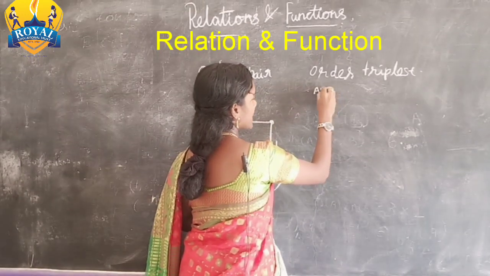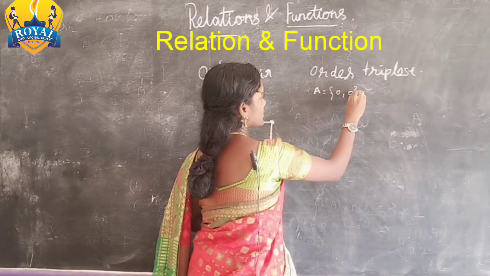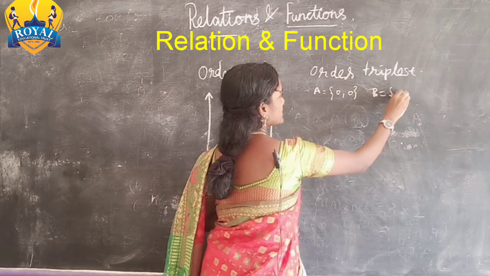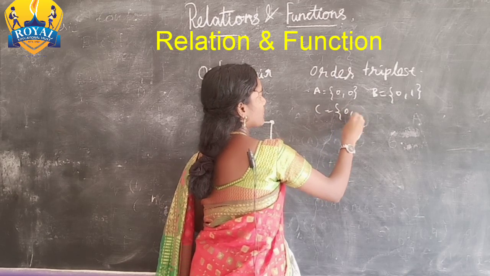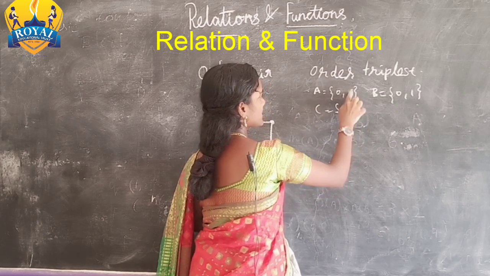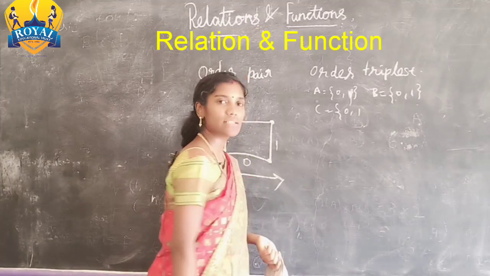3 sets. A is equal to 0, 0. B is equal to 0, 1. C is equal to 0, 1. A is equal to 0, 1. B is equal to 0, 1.